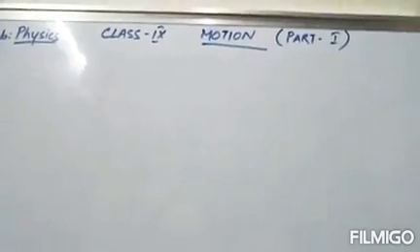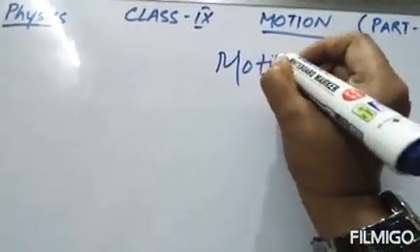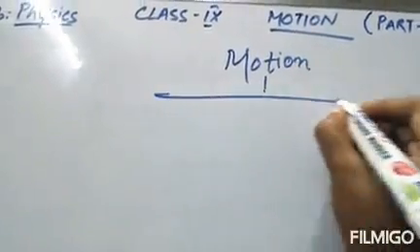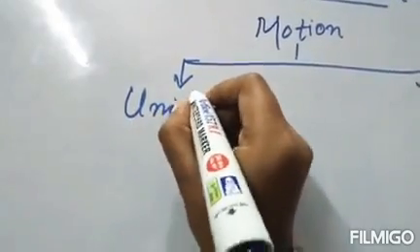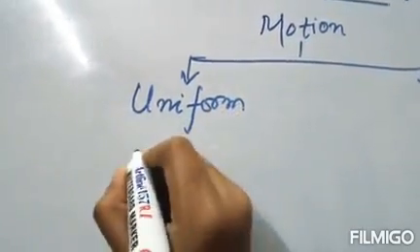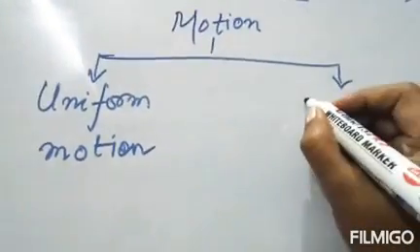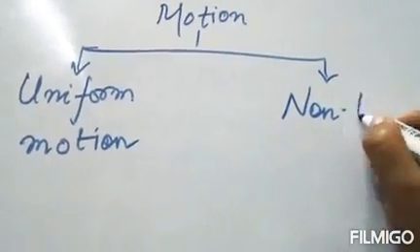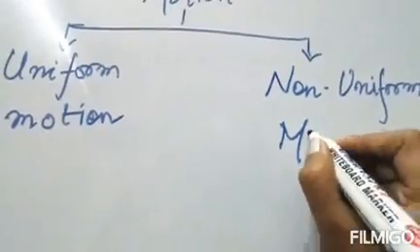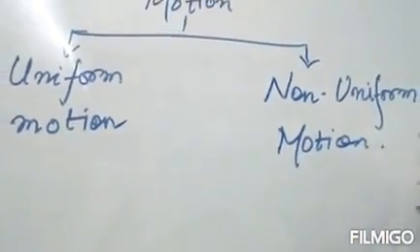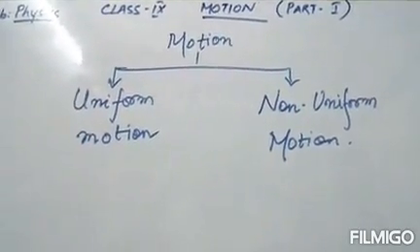Now let's see how many types of motion there are. Motion is of two types: one is uniform motion and the other is non-uniform motion.